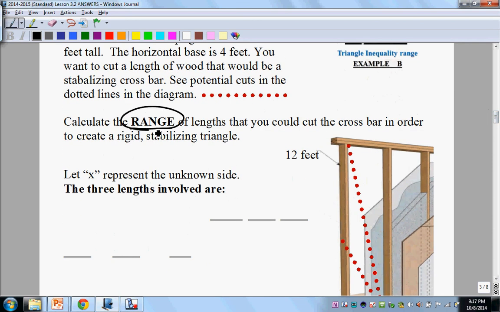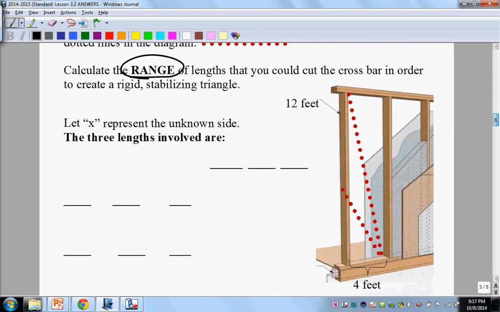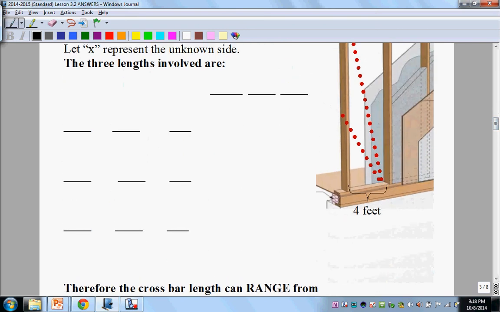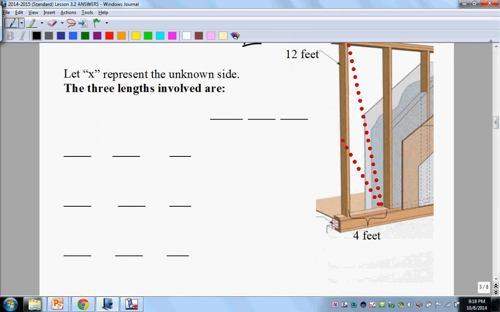You want to find the range of the possible lengths that you could use as a crossbar in order to create a rigid, stabilizing triangle. That word triangle is the most important there. So we're going to let X represent the unknown side. So our unknown crossbar, whatever it is, we're going to call it X. I'm going to put X right there in the middle here. And then we have one length of 12, and we have the other length of 4.